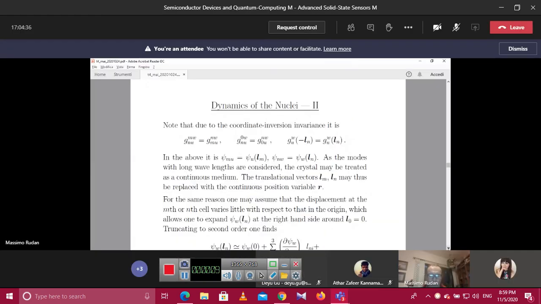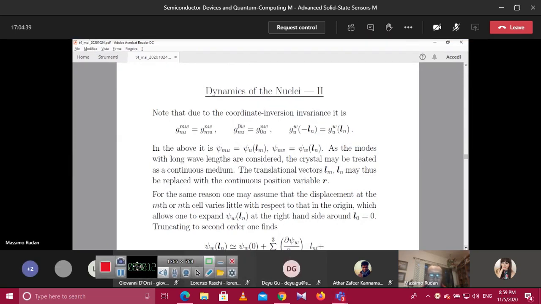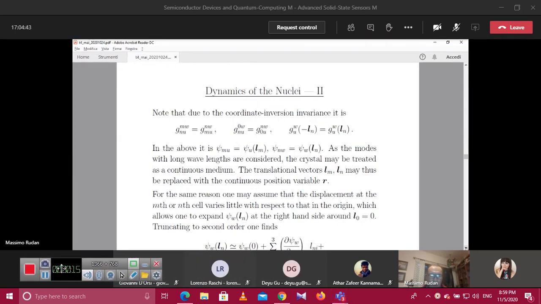Investigating other properties of these coefficients G. You remember this coefficient G inherits the properties of the elastic matrix. And the elastic matrix, as you remember, is symmetric because it is made of second derivatives, so it is irrelevant in which order we calculate the second derivatives. That reflects into the property that the upper indices of G can be exchanged with the lower indices of G.